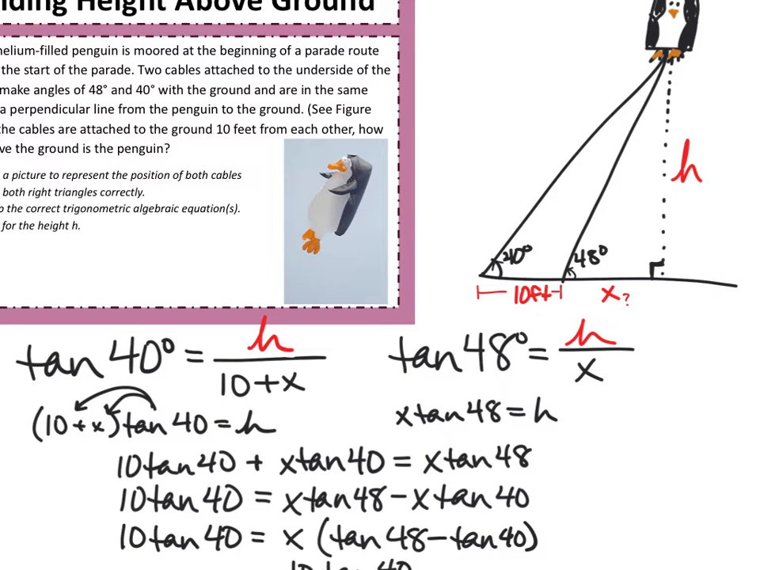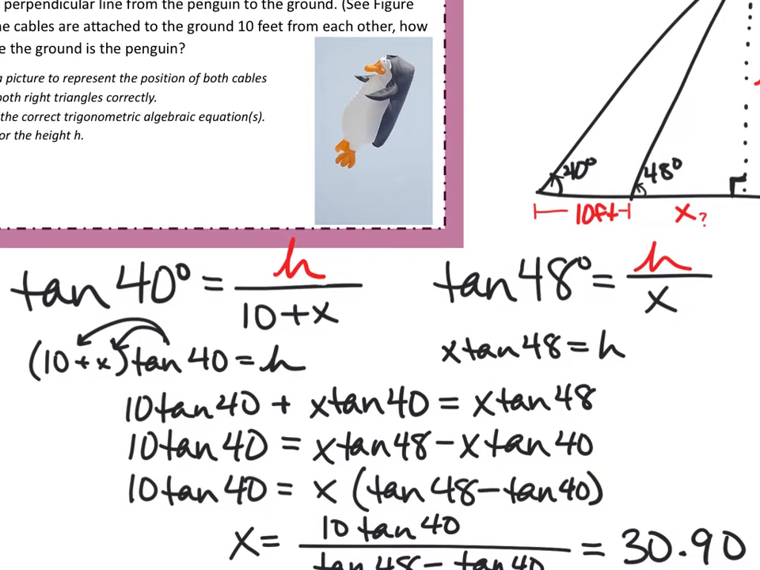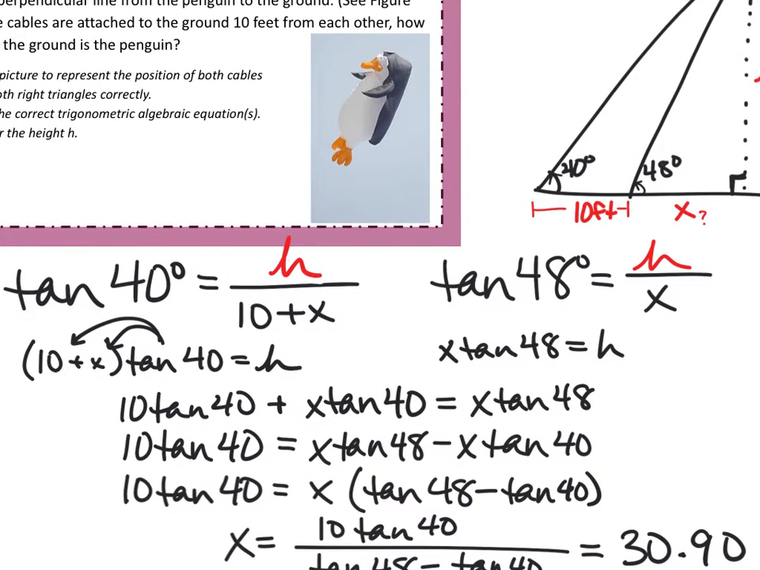Here comes the algebra part. So the first thing that I did is I solved both equations for h. The moment that they're both solved for h, that means that they're equal to each other. So I can just set them equal to each other.